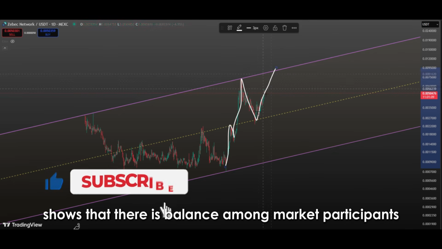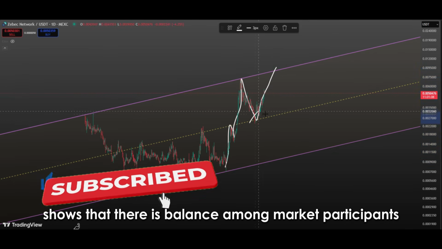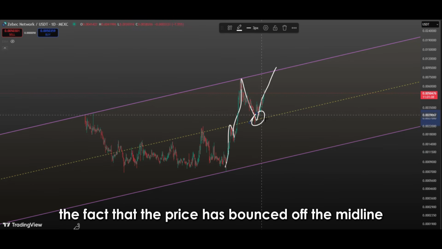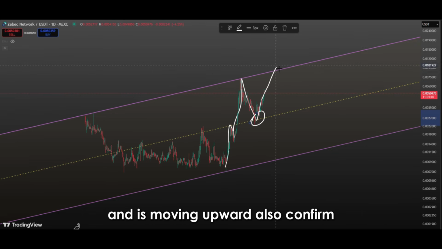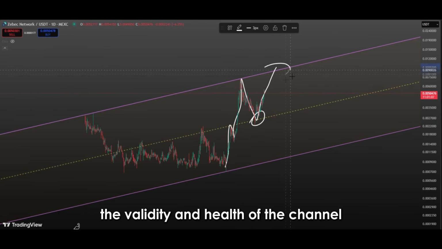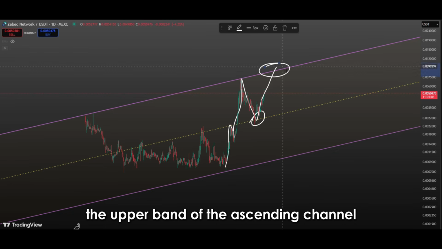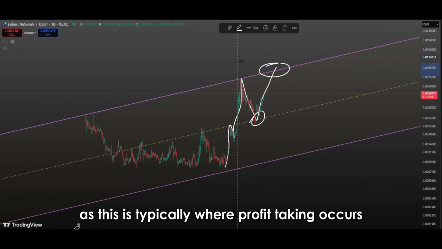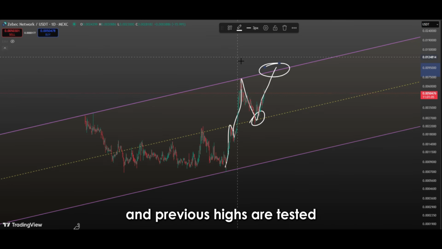This cycle shows that there is balance among market participants and that supply and demand are moving in an orderly fashion. The fact that the price has bounced off the midline and is moving upward also confirms the validity and health of the channel. The upper band of the ascending channel is a critical target area, as this is typically where profit-taking occurs and previous highs are tested.